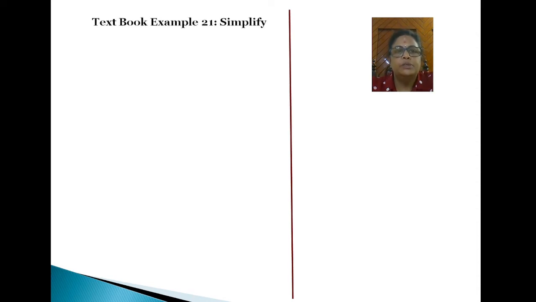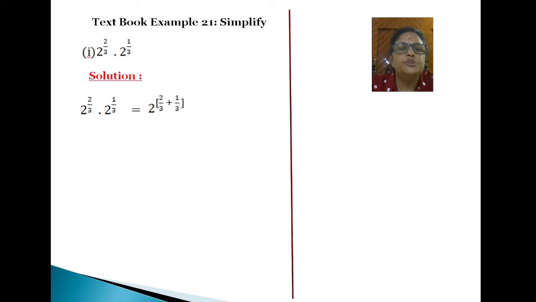So now we will solve textbook example 21. Simplify 2 raised to 2 by 3 into 2 raised to 1 by 3. This is a raised to m into a raised to n form, which is a raised to m plus n. So here you will get 2 raised to 2 by 3 plus 1 by 3. Here denominators are same. We will add the numerators. 2 plus 1 is 3. 3 by 3. 2 raised to 3 by 3.